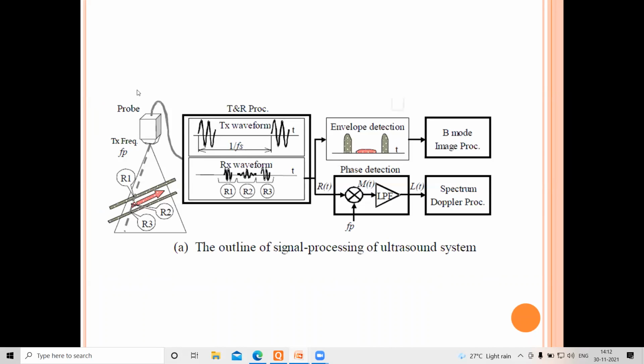What does it do, right? You have a probe, then you receive your signal. This received signal is being sampled at 1 by Fs. And what you do is you do an envelope detection. Then you construct a B-mode image. It's basically a black and white image, a brightness image. B normally stands for brightness. This is what it is.